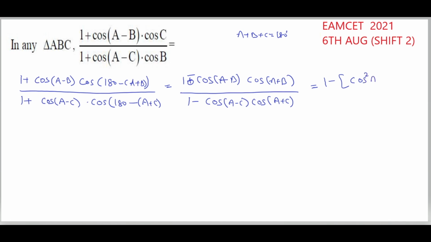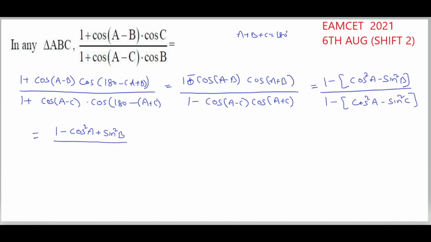This is cos square A minus sin square B, by 1 minus cos(A minus C) into cos(A plus C). This is cos square A minus sin square C. That is equal to 1 minus cos square A plus sin square B, by 1 minus cos square A plus sin square C. That is 1 minus cos square A, this is sin square A. So sin square A plus sin square B by sin square A plus sin square C.